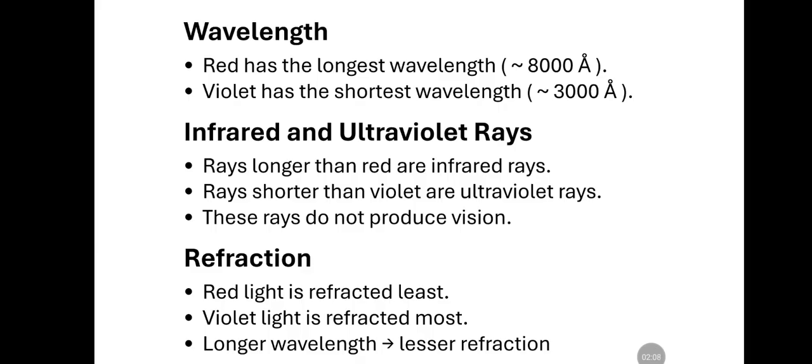Wavelength. Red has the longest wavelength, approximately 8000 nanometer. Violet has the shortest wavelength, approximately 3000 nanometer. Infrared and ultraviolet rays. Rays longer than red are infrared rays. Rays shorter than violet are ultraviolet rays. These rays do not produce vision.